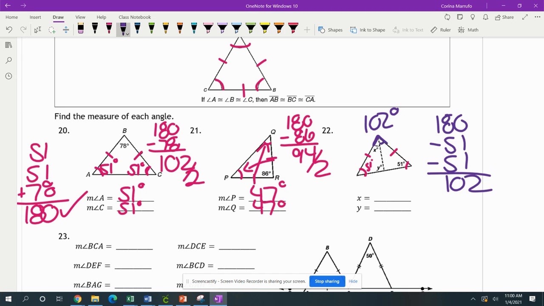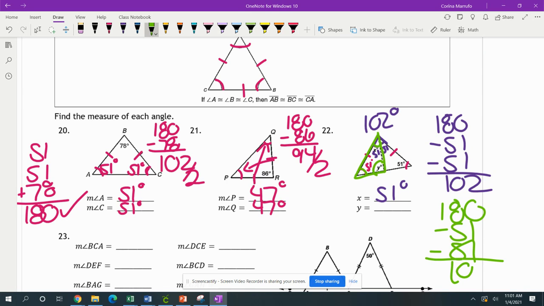And if you notice, they have little arc marks right here, so that means that they're equal. So each little piece, if we do 102 divided by 2, each one of these is 51 as well. So we know x is 51 so far. Now we need to find y. To find y, we're looking at just this triangle right here. If this is 51 and this is 51, to find this angle, we're going to do 180 minus 51 minus 51, which we already did here, gives us 102. That's it.